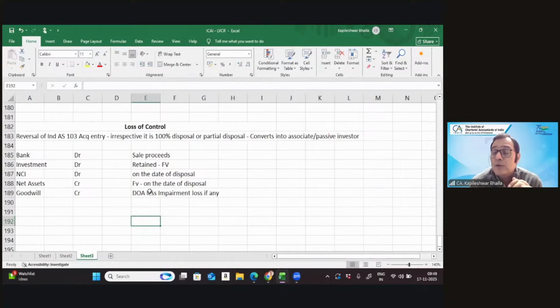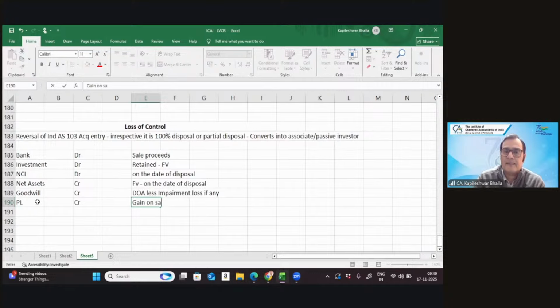Now, the question which comes to mind is, where do you take the balancing figure? If there is going to be a profit or loss on sale of the investments, which is the case, the difference in this case goes to the P&L. Unlike the case where there is no loss of control, where it is equity. But if there is a loss of control, then it goes in the P&L. So in this particular case, assuming there is a gain on sale, that is the balancing figure.